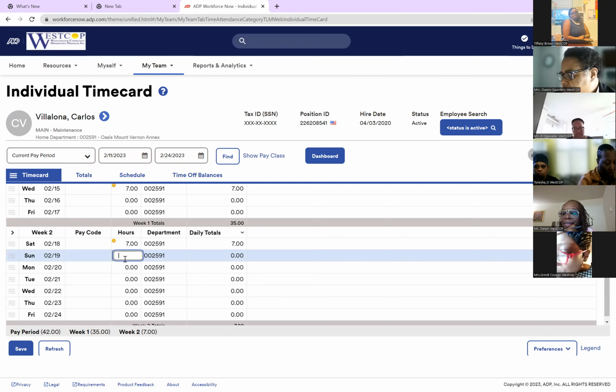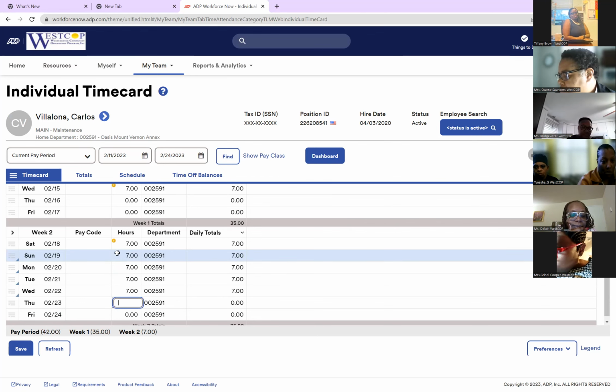Was he supposed to work Sunday? Yes. Okay, so Sunday, 7 hours. Monday, yes. Tuesday, suspended. You said he was out since Sunday. Which days? He was supposed to work Sunday, Monday, Tuesday up to Wednesday. And then he was off Thursday, Friday. Yes. Okay. So this is how that looks.